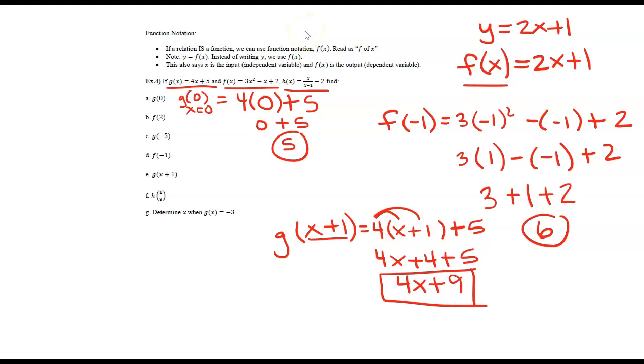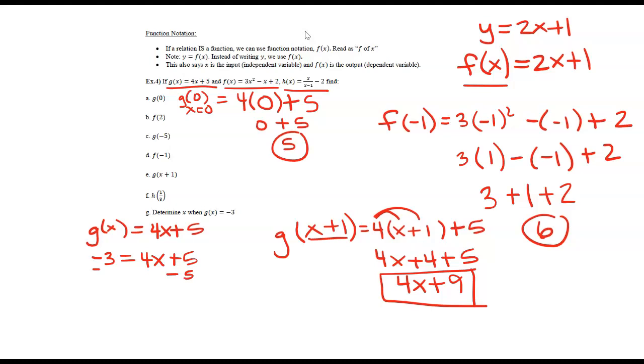So on this one, we need to determine x when g of x equals negative 3. We know g of x is 4x plus 5, but here they're telling us to find x when g of x equals negative 3. So that means we put negative 3 in place of g of x, so negative 3 equals 4x plus 5. And now we solve for x to find out what x equals.